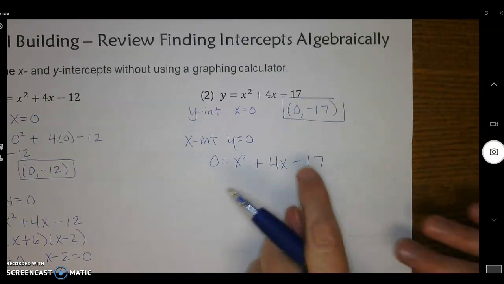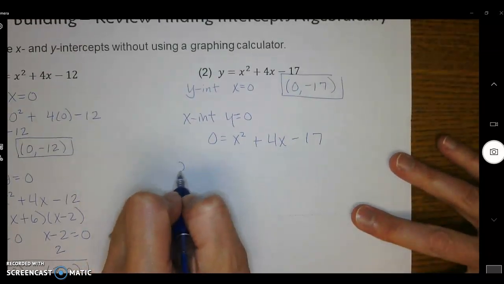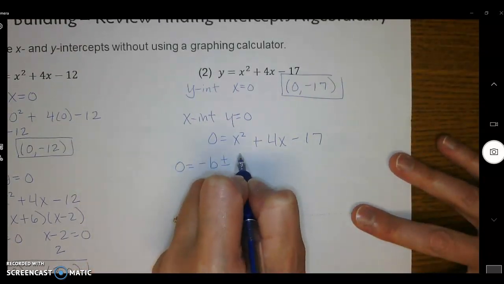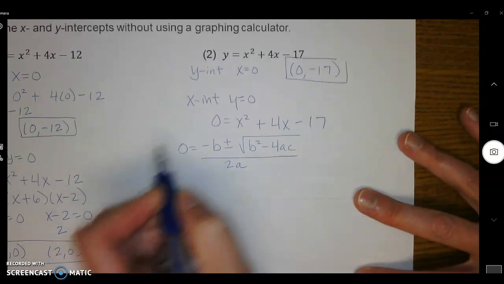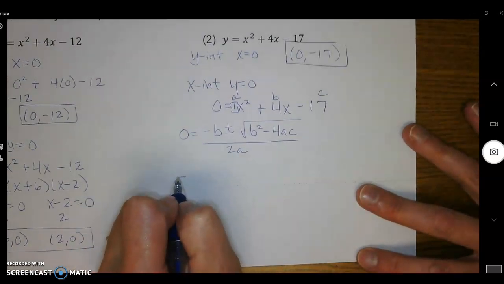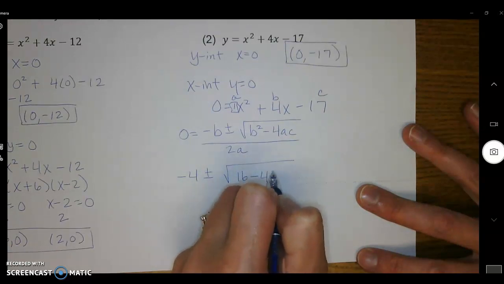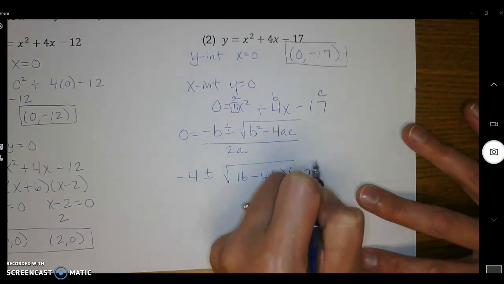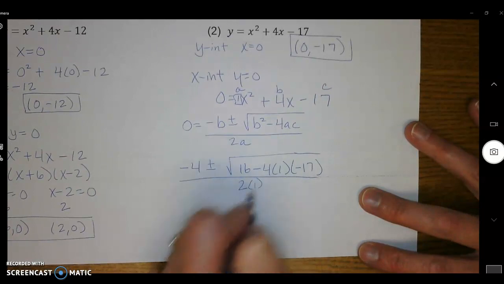Okay. This one here, I can tell you that there are not two whole numbers that multiply to 17. They're going to be decimals, and so we're going to need the quadratic formula. So 0 equals negative b plus or minus the square root of b squared minus 4ac all over 2a. A is right here, it's 1, b, and c. So negative 4 plus or minus the square root. B squared will be 16 minus 4 times 1 times negative 17, all over 2a. 2 times 1 is 2. I'll put the times 1 here so we can see that.